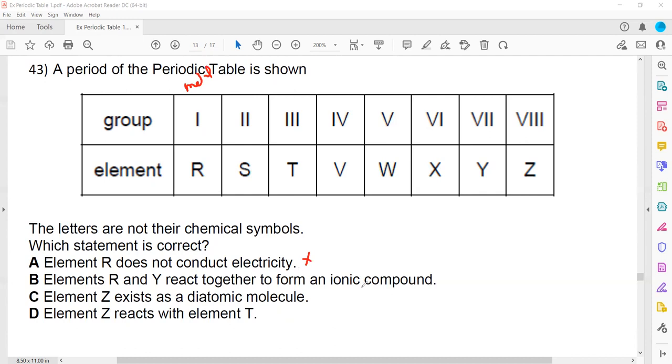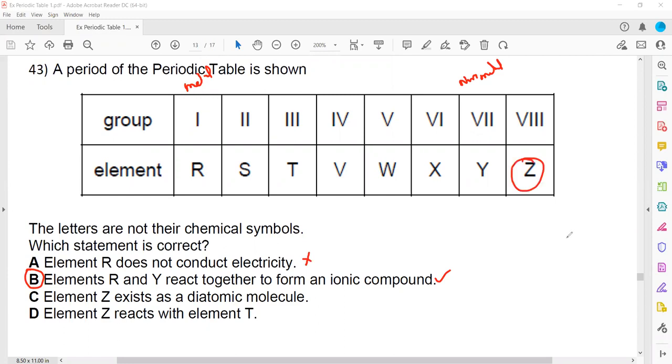R and Y react to form an ionic compound. This is R and this one is Y. Y will be a non-metal. A metal reacts with a non-metal, so it will form an ionic compound. So B is right. Yeah, that's right, B.